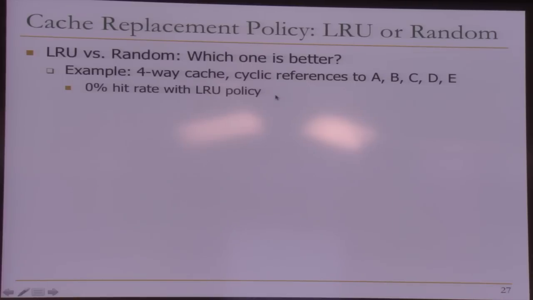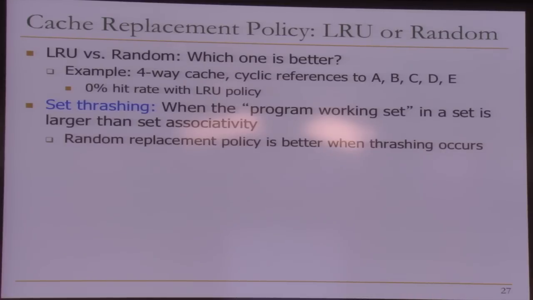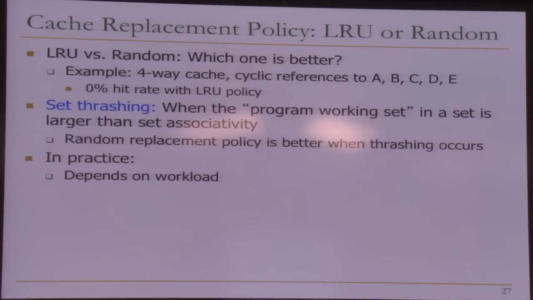You can calculate that. So this problem is called set thrashing. The working set of the program in a particular set is larger than the associativity of the set, or of the cache. You're really thrashing the set. And random replacement is better than LRU if this kind of thrashing occurs. So in practice, well, it depends. In practice, everything depends. That's a good answer.